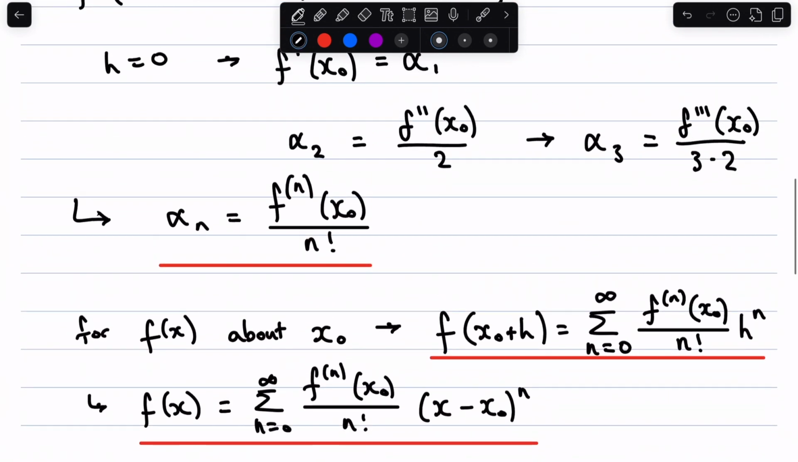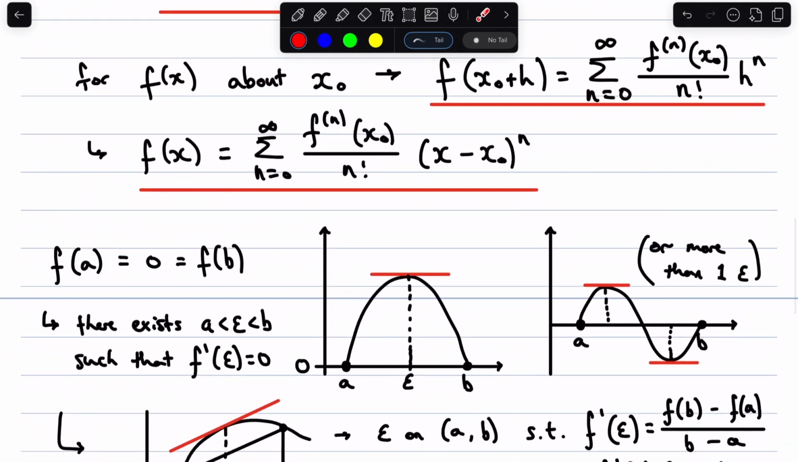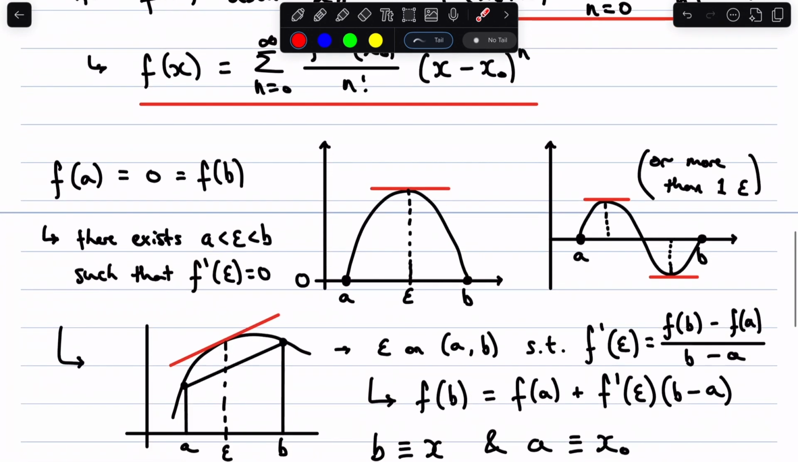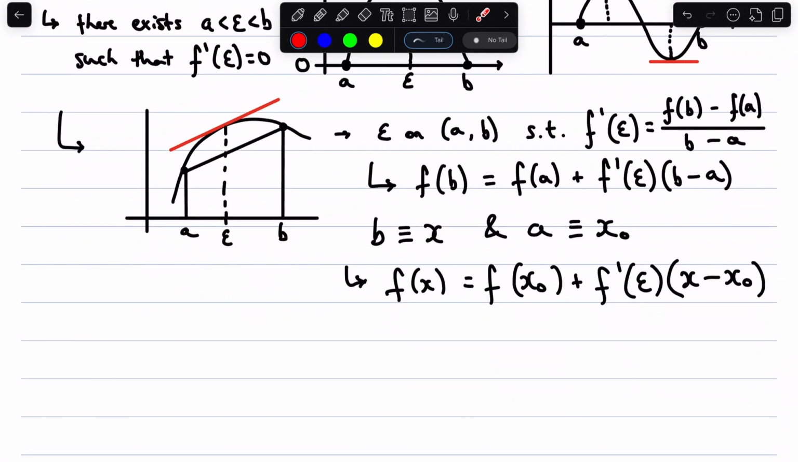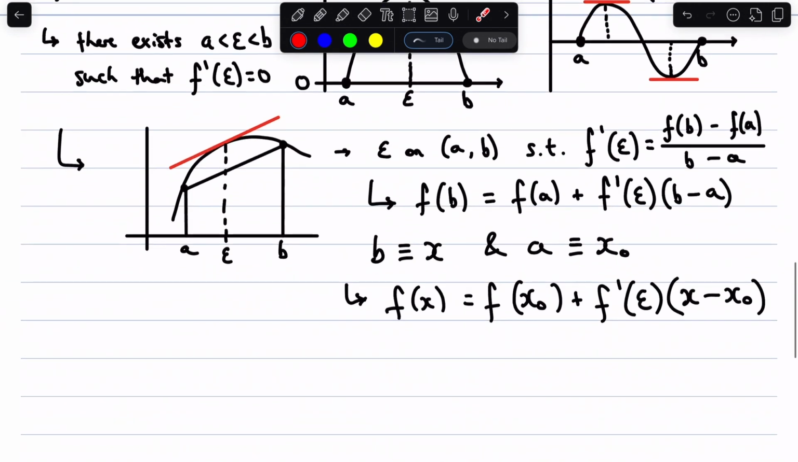And it looks familiar because that is basically the first two terms of our Taylor series. You can imagine this first term is just going to be f of x naught, and then the second term is going to be f prime of epsilon times x minus x naught. That's when we get this term included in that second term of our Taylor series.